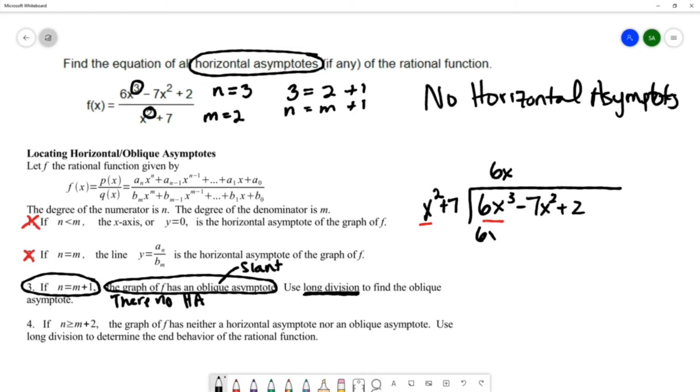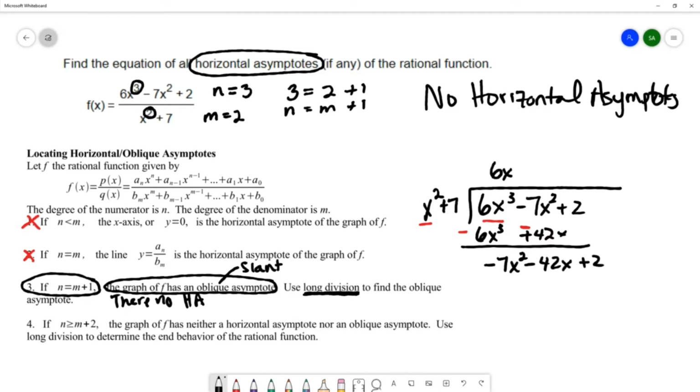That would give me 6x cubed and a plus 42x. And with long division, what you do is subtract these terms from the ones above. So I would subtract these values. The 6x cubed minus 6x cubed becomes 0, so those cancel out. And then I don't have any like terms here, so I'm just going to write these down. This becomes minus 7x squared minus 42x plus 2.